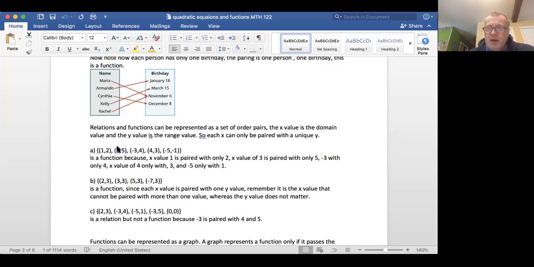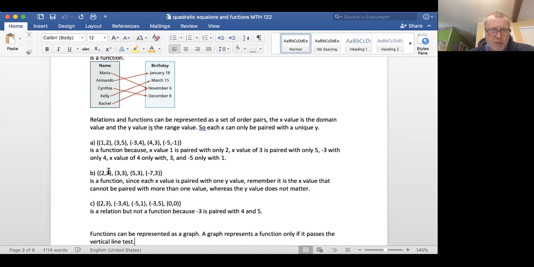3, the x value of 3, only gets paired off with 5. If the x value of 3 was paired off with any other y value here, it could not be a function, but it's not. The same thing is true with minus 3. Minus 3 is only paired off with 4. Again, I'm looking at what the x values are paired off with. There's only one pairing of an x value of minus 3, and that's with 4. Here we have 4, 3. The x value is 4. There's no other x value of 4 paired off with anything else. And the same thing with minus 5. So it's a function. Let's look at b.